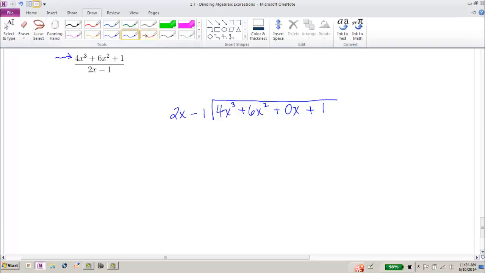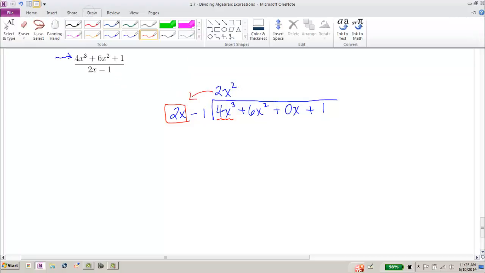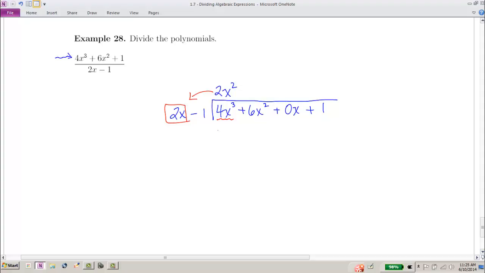So we begin and we say, what do we multiply by 2x in order to get 4x cubed? And in order to get 4x cubed, I have to multiply 2x by 2x squared. And we take this 2x squared, we multiply it by the entire divisor, the 2x minus 1, and put that product below, so we get 4x cubed minus 2x squared.